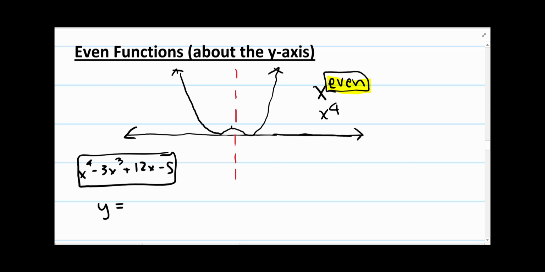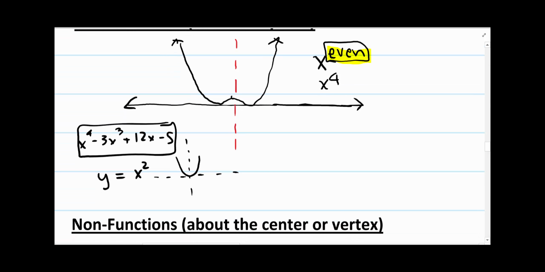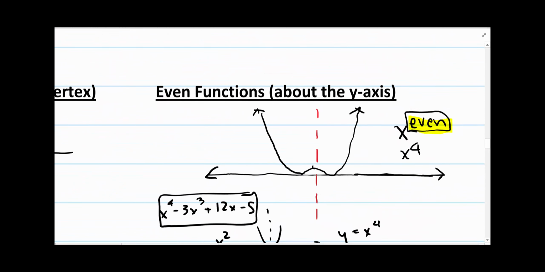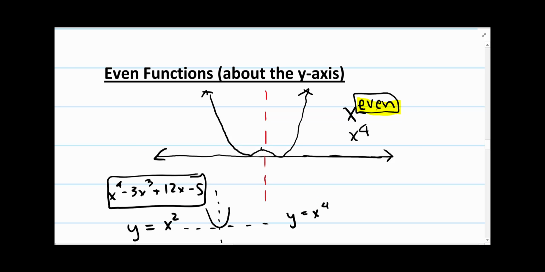But if you have y is equal to x squared, that would be symmetrical. If you have y is equal to x to the fourth, which is one that looks like this, that would be symmetrical about the y-axis. All right. So if it's x to the even and it's symmetrical about the y-axis, that's called an even function.